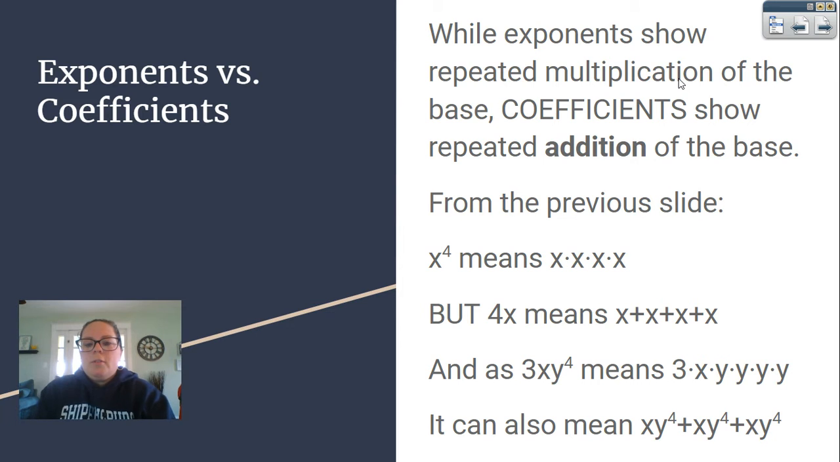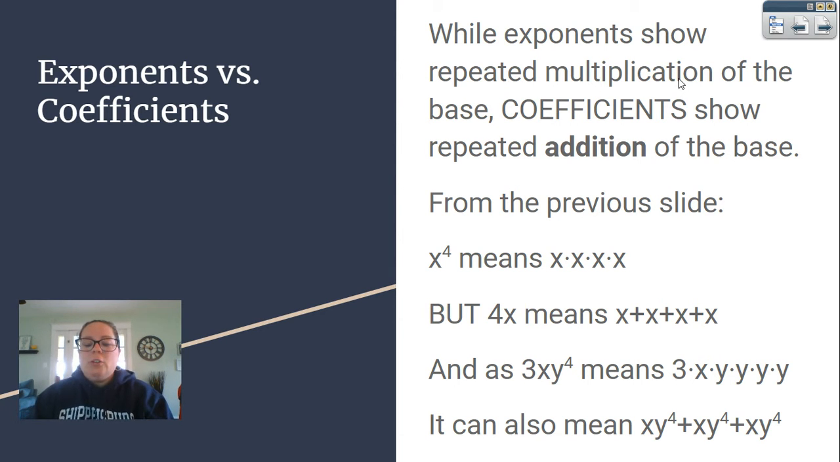So there is some confusion sometimes when it comes to exponents versus coefficients. So while exponents show repeated multiplication of the base, coefficients actually show repeated addition of the base. So if you recall from the previous slide, I said that x to the fourth actually expands out to be x times x times x. But if I use 4 instead of an exponent, I use it as a coefficient, it actually is repeated addition. So 4x means x plus x plus x plus x.